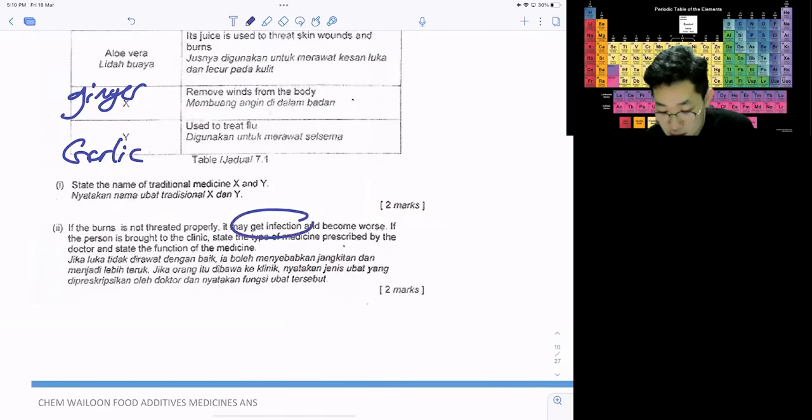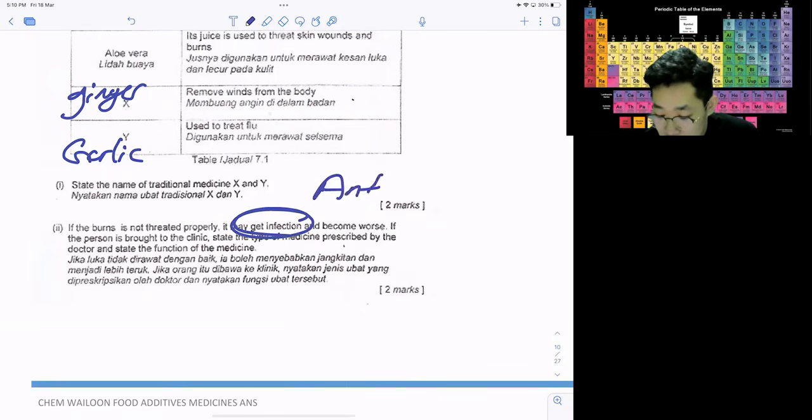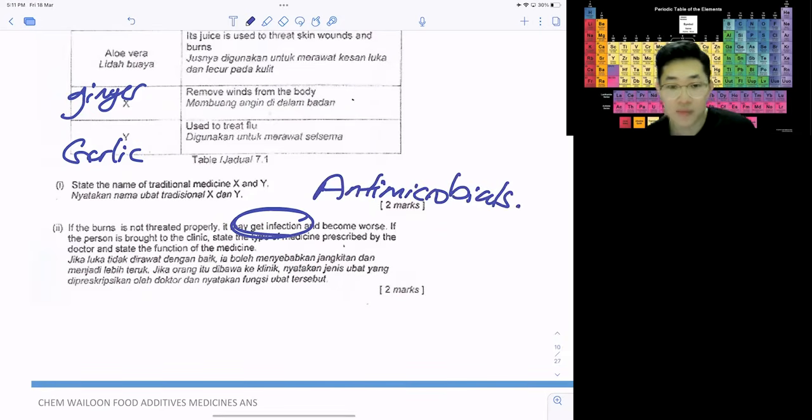Infection. They say if you don't do it properly, you will get infection. Not inflammation. If it's not inflammation, don't use corticosteroid. Only for inflammation do you use corticosteroid. Infection is actually bacteria infection, so we use anti-microbials. If you write antibiotic, also can.